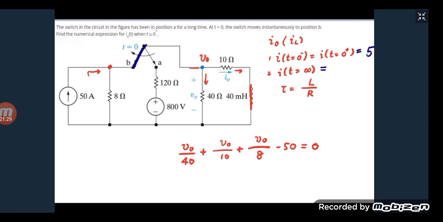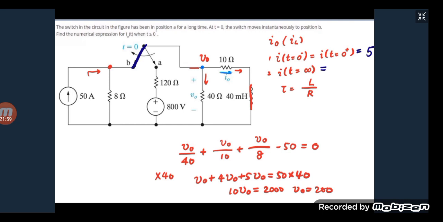So we times 40 and VO plus 4 VO plus 5 VO is equal to, so 10 VO is equal to 2000, VO is 200. So yeah, because it's 200, this branch will be 20. Okay. Any questions?